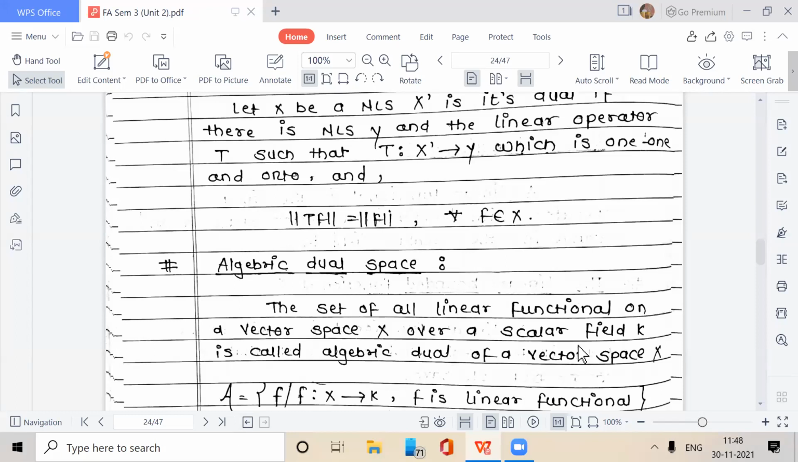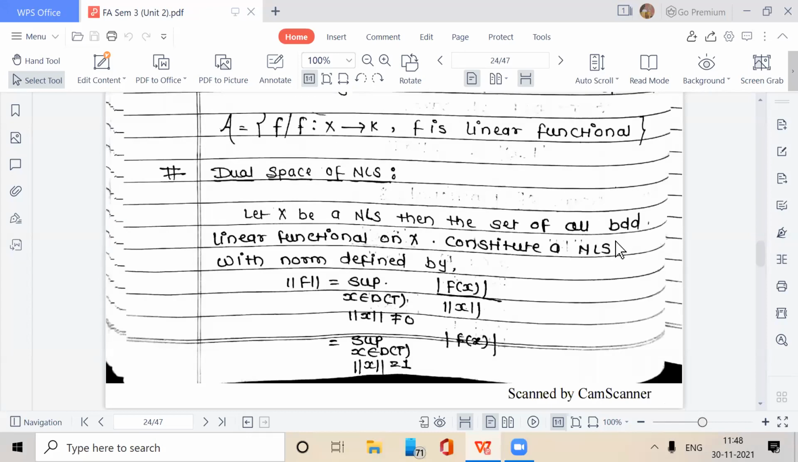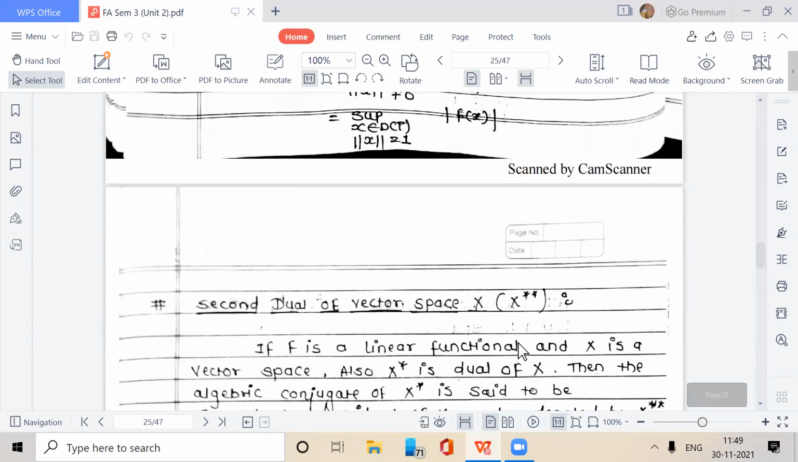I will do this in notes. Dual space of a normed linear space. Let X be a normed linear space, then the set of all bounded linear functionals on X constitutes a normed linear space with norm defined by norm of F equal to the supremum over x belonging to the domain of F, norm of x not equal to 0, of mod of F of x upon norm of x, or the supremum over x belonging to the domain of F, norm of x equal to 1, of mod of F of x.